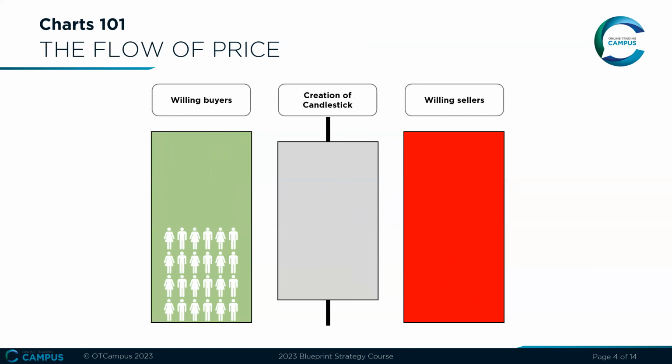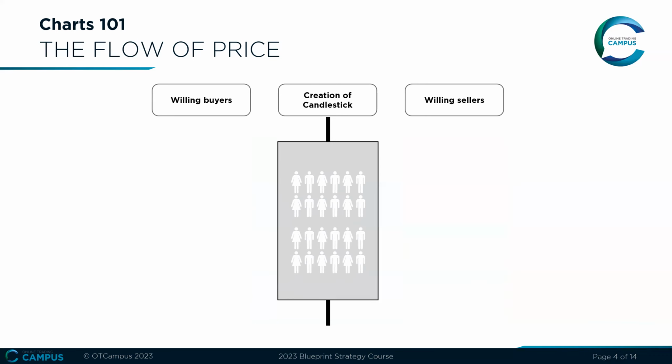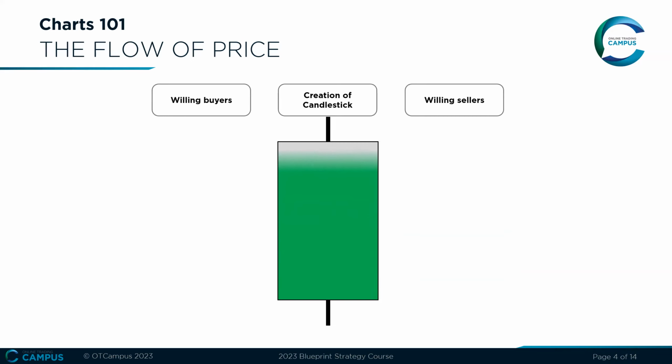And now, all of a sudden, you have a lot of willing buyers left for that price, but you don't have a lot of willing sellers left. There's zero. The willing sellers have become zero. They've been canceled out by the sheer size of the willing buyers. And now what's going to have to happen if there's only willing buyers left is we are going to see and observe a green candle that is going to be formed.